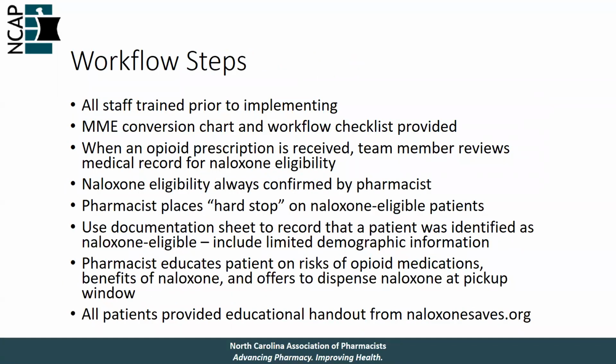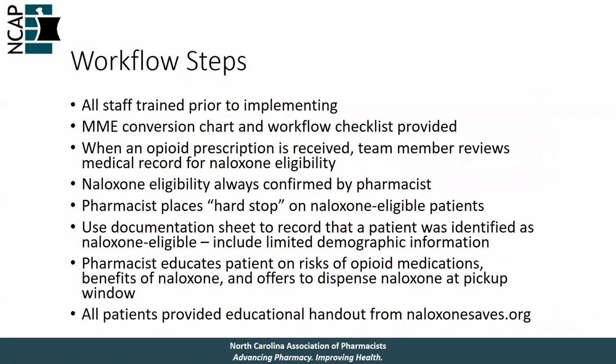So the following are the actual workflow steps for the implementation. Again, all staff members are trained prior to implementing this approach. The morphine milligram equivalence conversion chart and the workflow checklist chart are provided ahead of time, and they are made visible within the pharmacy. So they're either hung up on the walls or they're placed on the counters at the stations. They're somewhat accessible. So when someone receives an opioid prescription, they can simply glance at that chart and say, oh, this is greater than 50 MME. They do meet the criteria. Both of these charts will be displayed later in this presentation, but they will also both be made available on the NCAP website.